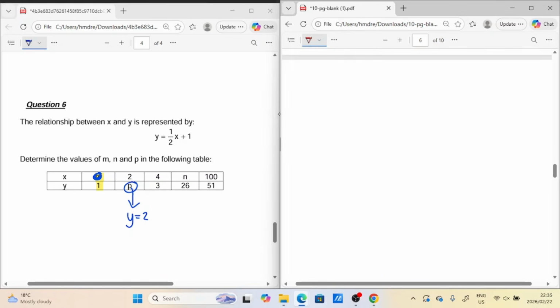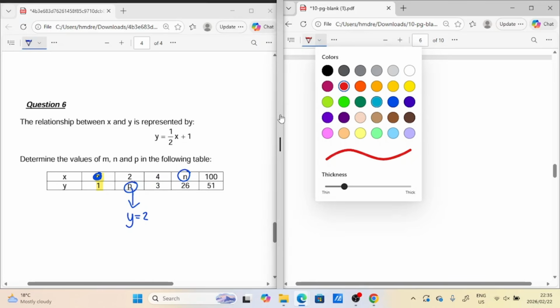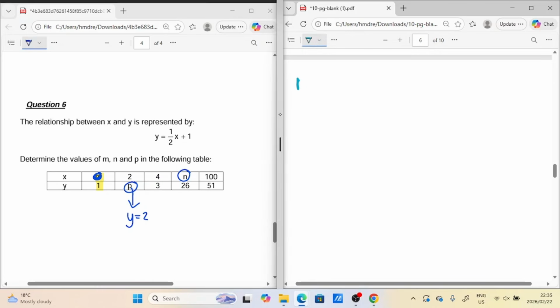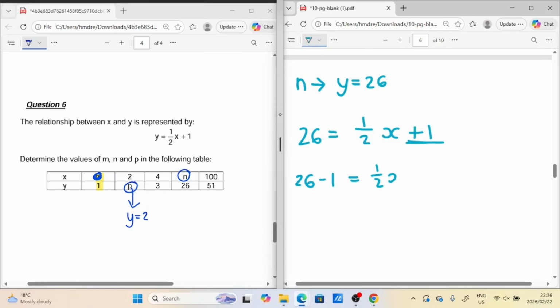Okay, and then finally we are supposed to find n when y is 26. Okay, so y is 26. So you can say 26 is equal to a half x plus 1. We're going to take the 1 across. We want to get rid of that, so we're going to subtract 1. So 26 minus 1 is equal to a half x. So that's going to be 25 is equal to a half x.